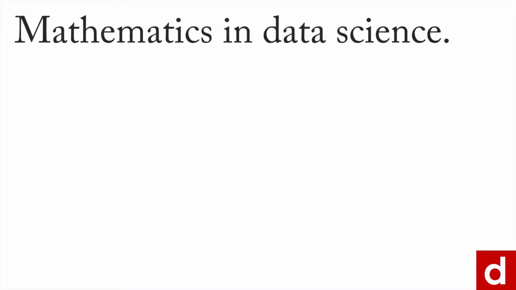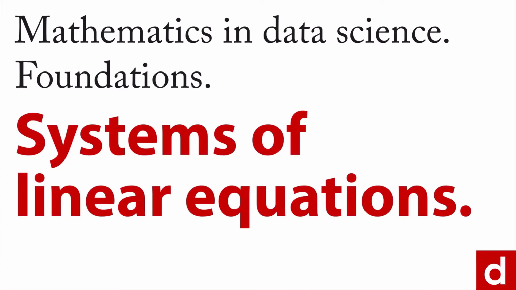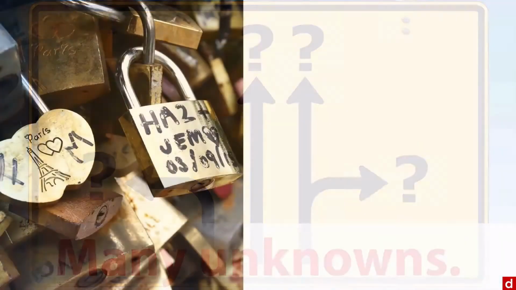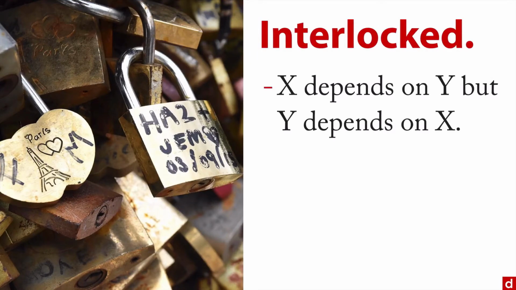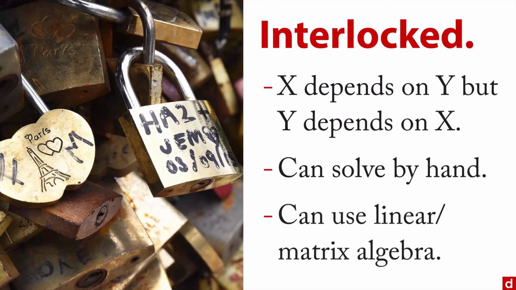Our next step in mathematics for data science foundations is systems of linear equations. And maybe you're familiar with this, but maybe you're not. The idea here is there are times when you actually have many unknowns and you're trying to solve for all of them simultaneously. And what makes this really tricky is a lot of these are interlocked. Specifically, that means X depends on Y, but at the same time, Y depends on X. What's funny about this is it's actually pretty easy to solve these by hand, and you can also use linear matrix algebra to do it.